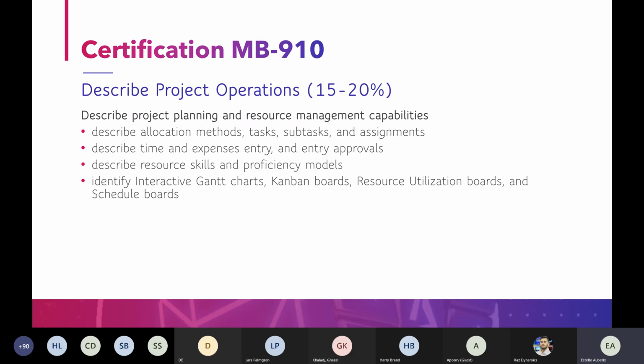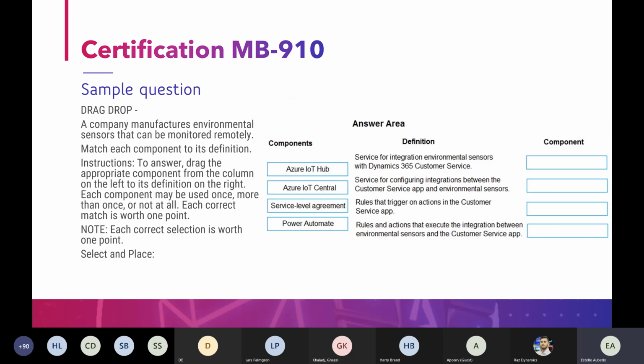You also have to describe the planning and the resource management capabilities. A sample question about this part of the exam, which I put here because it's different, is a drag and drop question. So you will have the question: a company manufactures environmental sensors that can be monitored remotely. Match each component to its definition.